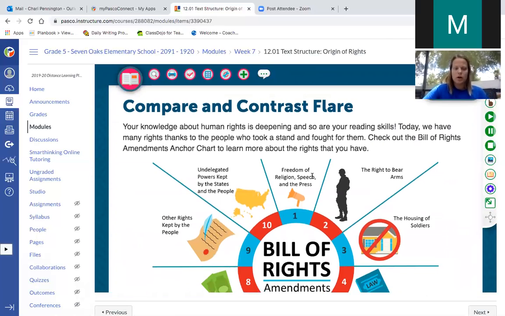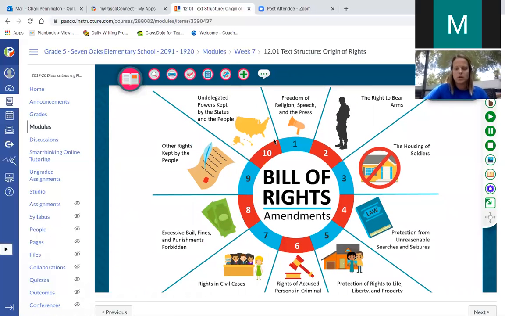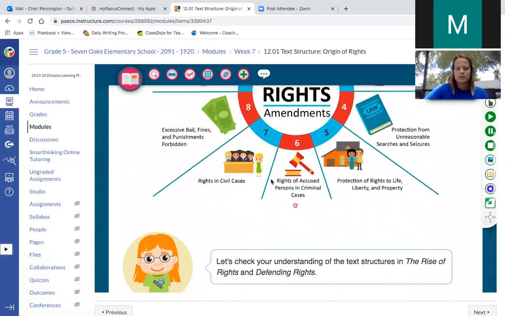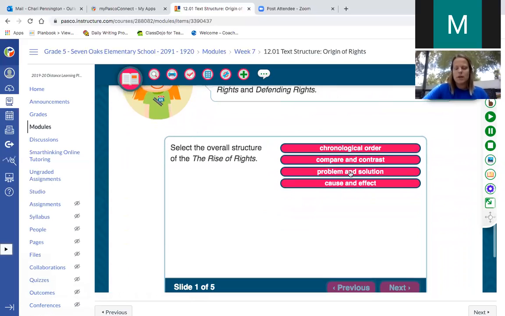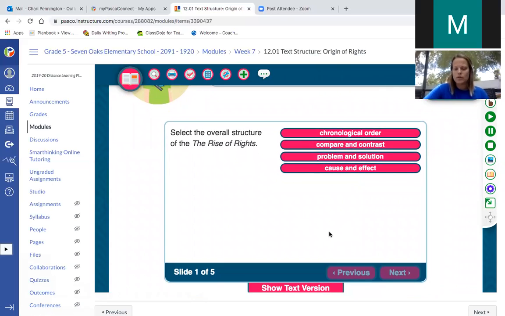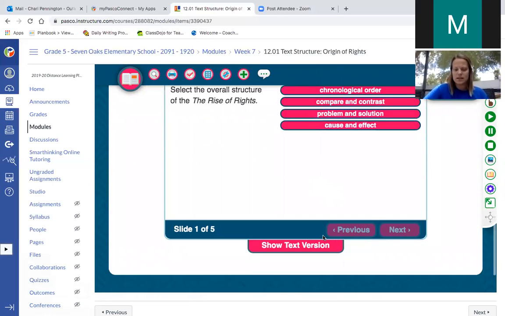Here's a compare and contrast right here, talking about our Bill of Rights. Make sure that you do this little slide right here. It's going over the different types of text structures and things like that.